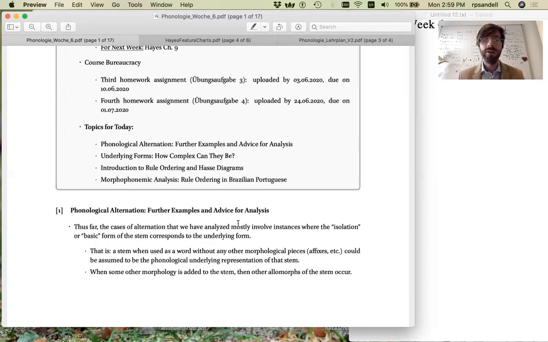Mostly it's been the case that we could identify a so-called isolation form, that is the phonological form of a morpheme when it occurs on its own without any suffixes or prefixes or other morphological material. And that isolation form would usually correspond to the underlying representation of the stem.